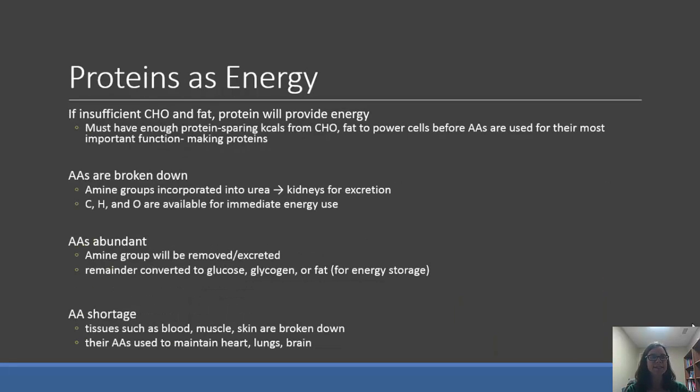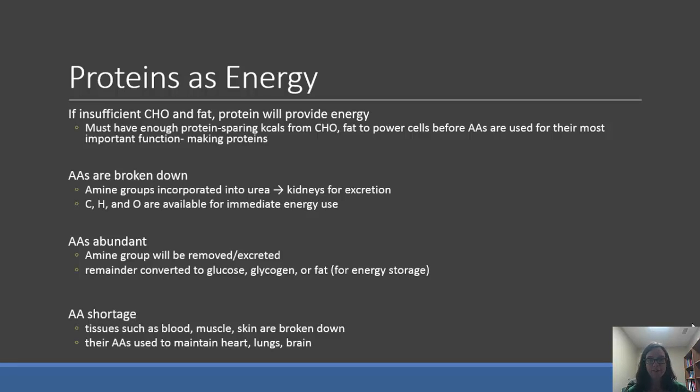And then, of course, proteins can be utilized as energy. Our body's first preference is to use carbohydrates as energy, and then if carbohydrates aren't available, to use fat as energy. However, if we don't have enough carbohydrates or fat to use as energy, then we can use proteins for energy. So we must have enough calories from carbohydrate and fat in order to provide our body with adequate energy before amino acids can be used for their most important function, which is making proteins.